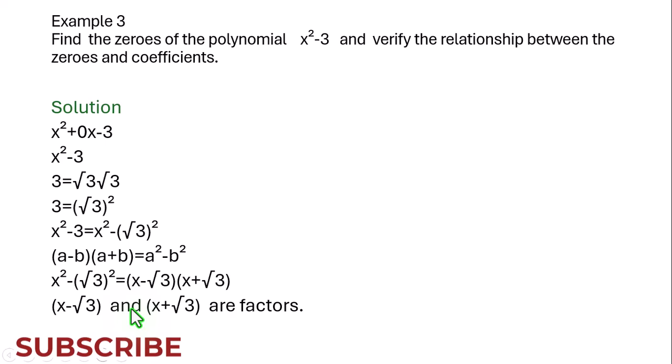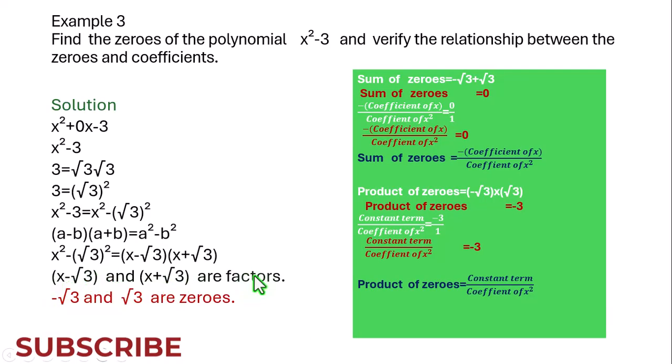So x minus root 3 and x plus root 3 are factors. Then minus root 3 and root 3 are zeros. Then the sum of zeros, minus root 3 plus root 3: one is negative, one is positive, so the sum of zeros is 0. Now minus coefficient of x upon coefficient of x square: the coefficient of x is 0, and 0 upon 1 is 0. So the sum of zeros is 0, and minus coefficient of x upon coefficient of x square is 0. Right hand side equal, then left hand side also equal.